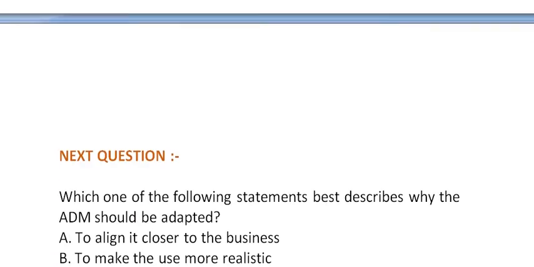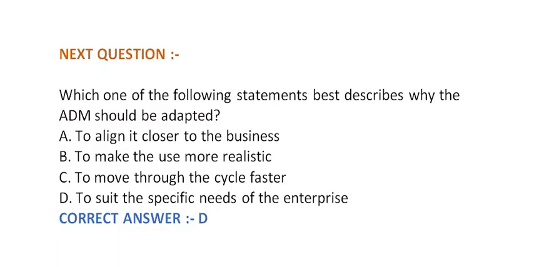Now moving to the next question. Which of the following statements best describes why the ADM should be adapted? Option A, to align it closer to the business. Option B, to make the use more realistic. Option C, to move through the cycle faster. And option D, to suit the specific needs of the enterprise. And the correct answer is option D.